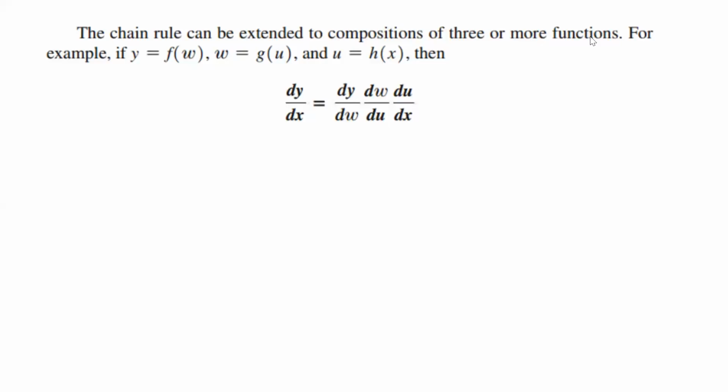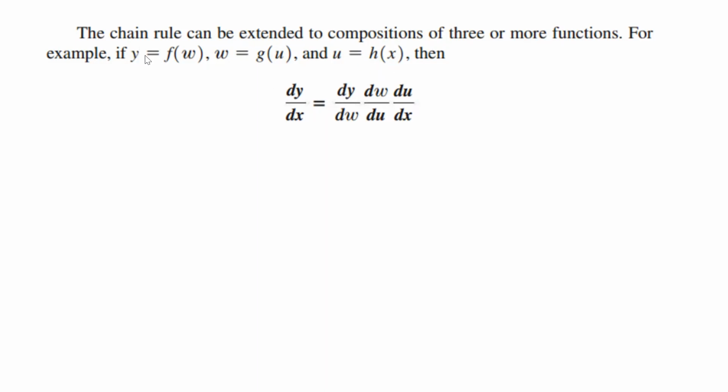All right, so we've used the chain rule for two functions, but we can actually use it for an extended set of compositions of functions, so three or more functions. For example, if y is equal to f of w, and w is equal to g of u, and u is h of x, then we can say, well, dy dx, because we're originally going to have y here, and our final value is x, is going to be what?